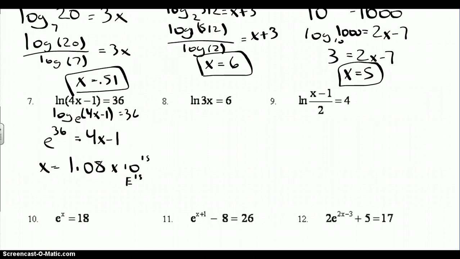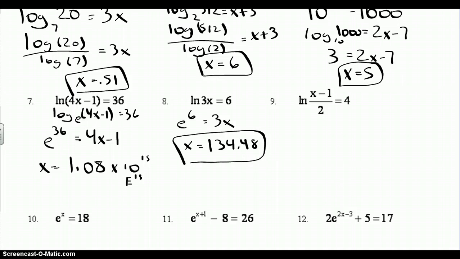Okay, number 8, same idea. It's log base e, so I have e to the 6th equals 3x. If you do e to the 6th and divide by 3, you should get 134.48.